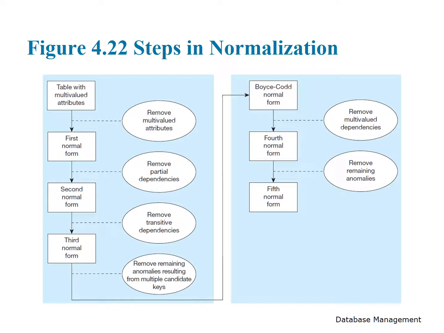So, a table with a multi-value attribute: remove the multi-value attribute, first normal form. Remove partial dependency, second normal form. Remove transitive dependency, third normal form. Remove remaining anomaly resulting from multiple candidate keys, Boyce-Codd normal form. Remove multi-value dependency, fourth normal form. Remove remaining anomaly, fifth normal form.